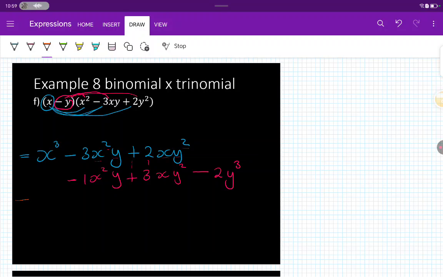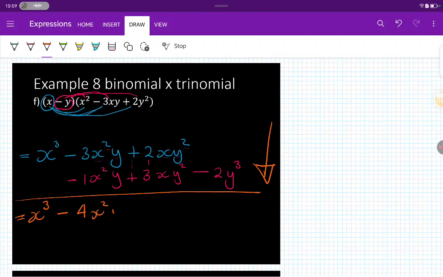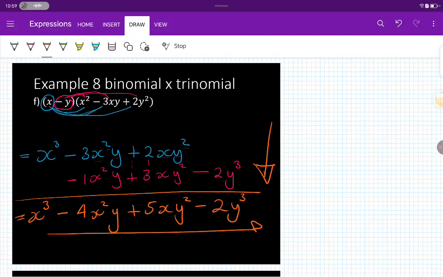Now I'm going to draw a long equal sign, and I'm going to do addition going downwards. x cubed plus nothing is x cubed. Negative 3 plus negative 1 is negative 4x squared y. Positive 2 plus 3 is positive 5xy squared, minus 2y cubed. That's my final answer.